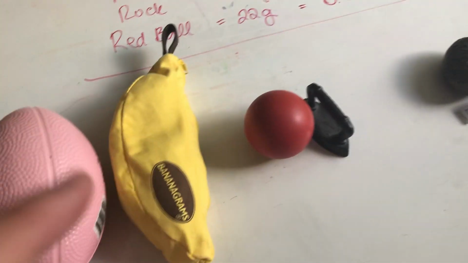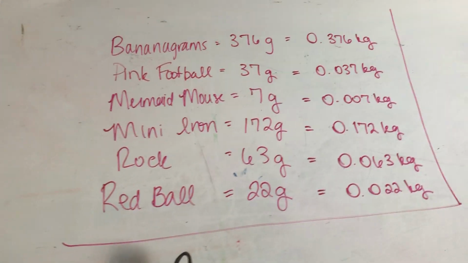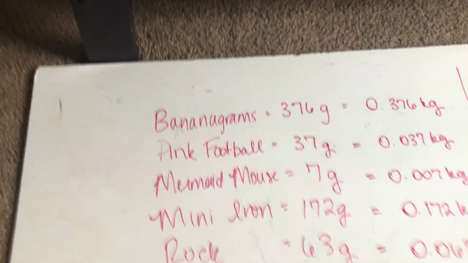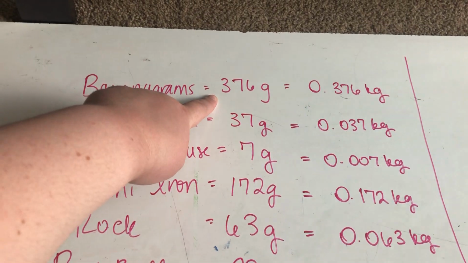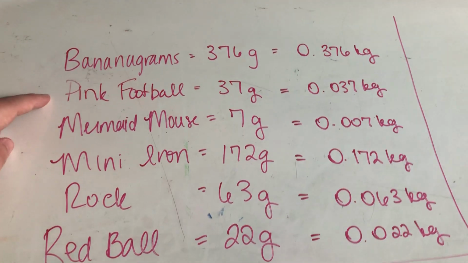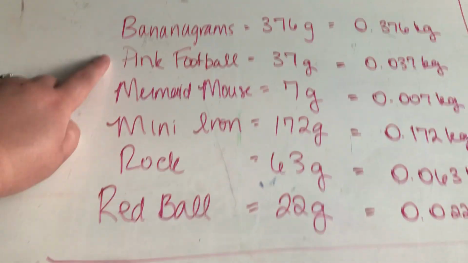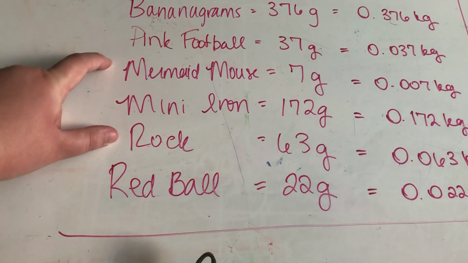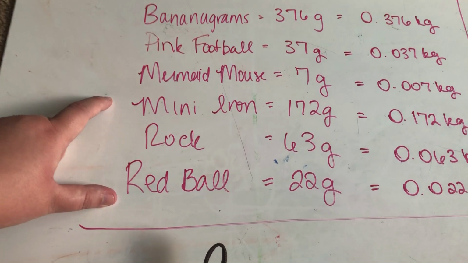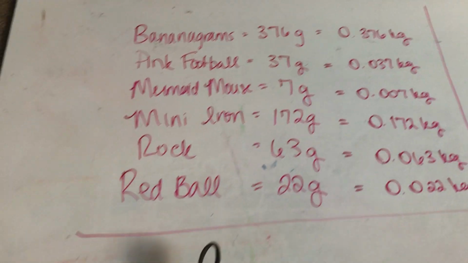So I've grouped them by size to get approximate sizes together. And then also back here, I've got some mass information. I have a small kitchen scale, and I use that just so you can get an idea. The pink football is a little more than 300 grams smaller than bananagrams. And then the mouse is grouped with the rock, and that's 7 grams versus 63 grams, and then 22 to 172 grams. Just so we get some mass difference, but some similar sizes and shapes.